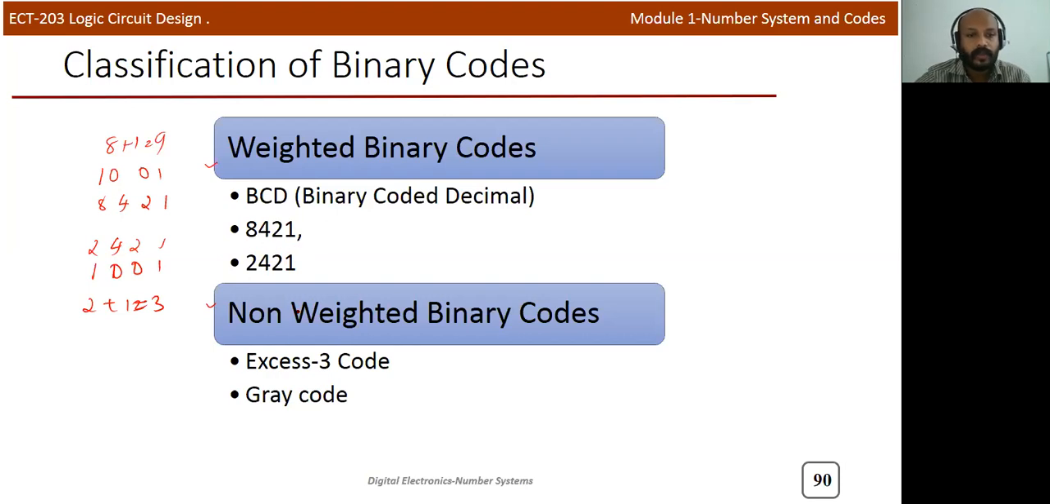Now we will discuss what we mean by non-weighted binary code. One example is XS3 code, another one is gray code. We cannot find the actual value by using some weights. The procedure used in the first case cannot be applied in non-weighted binary code. So in order to find the actual value, we need to use some other equations or some other method.